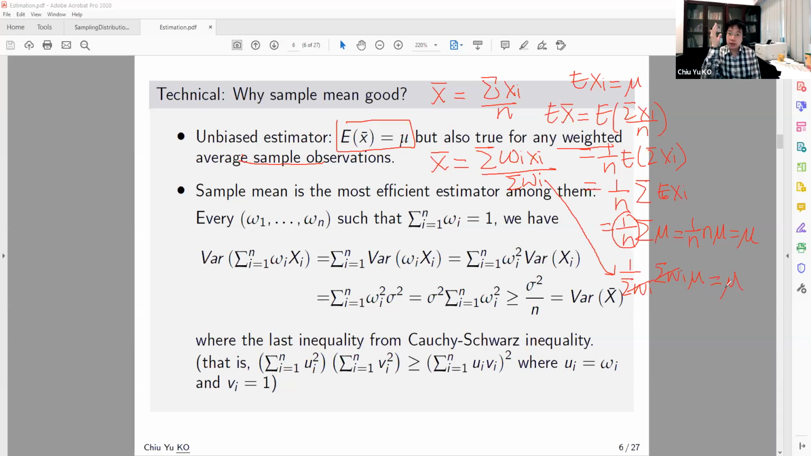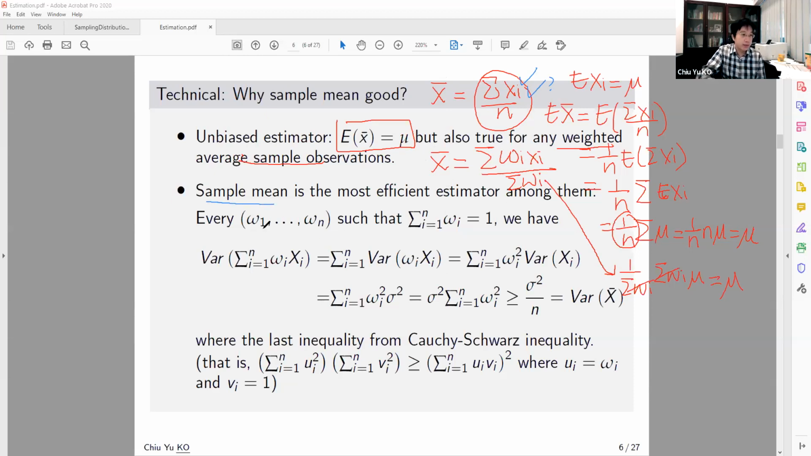So the question here is the simple mean and the weighted mean are both unbiased estimators. Why do we use the sample mean all the time? We have been using this all the time, so why is that the case? Here is the proof. The proof will be that the sample mean, the one we use, is better than any other weighted mean.